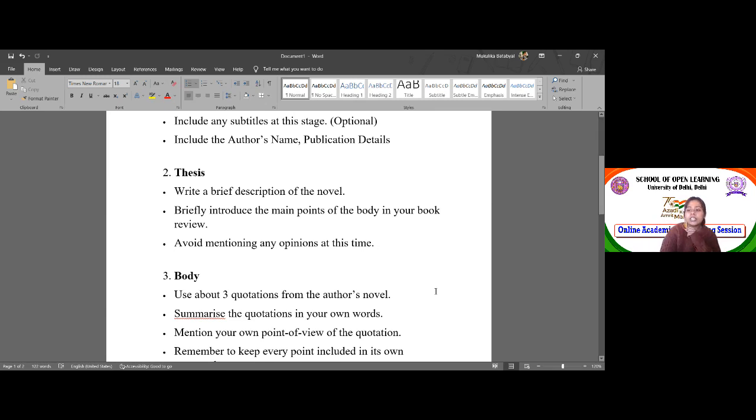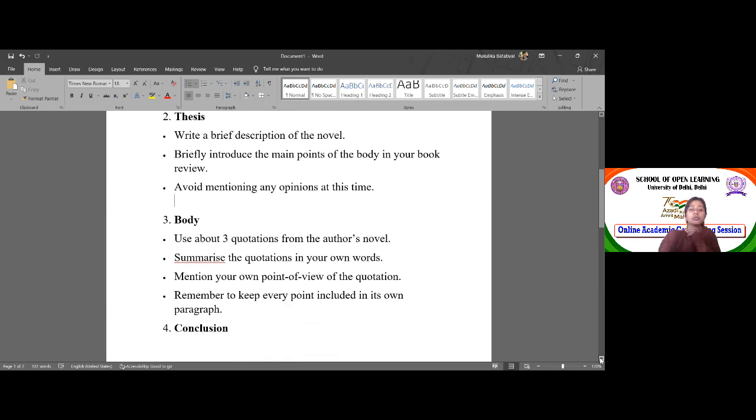Then once you have stated this, you go down to the actual body, which means the actual content of the essay. Here they have suggested using 3 quotations from the author's novel. This is not compulsory. Again, you just use what resonates with you. So I would definitely change.